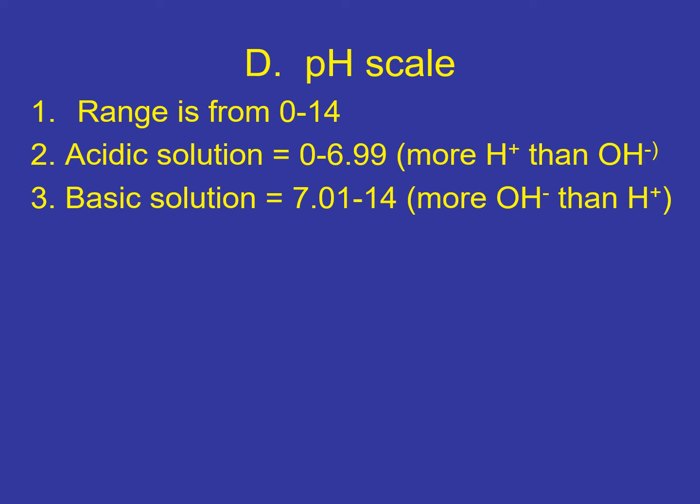In a basic solution, you're above 7 all the way to 14, and there are more hydroxide ions than hydrogen ions. So by affecting either hydrogen or hydroxide ions, you can affect pH because you're affecting the relative concentration of the two ions. The neutral point in our pH scale is 7. That is the point where the concentrations of these two ions are in equilibrium. Hydrogen ion concentration equals hydroxide ion concentration.